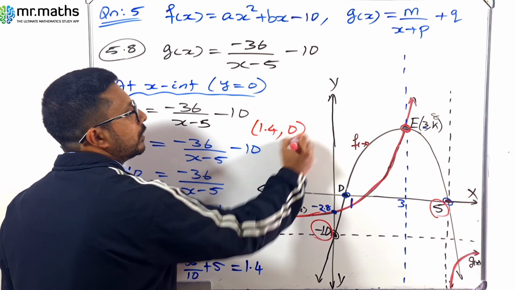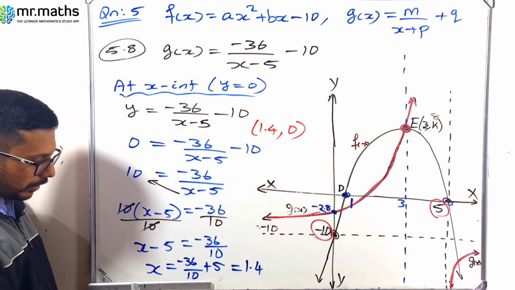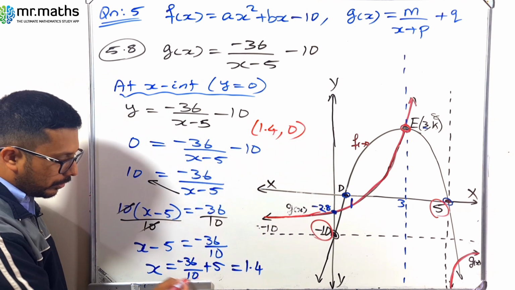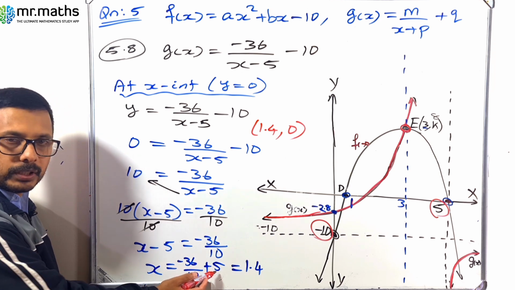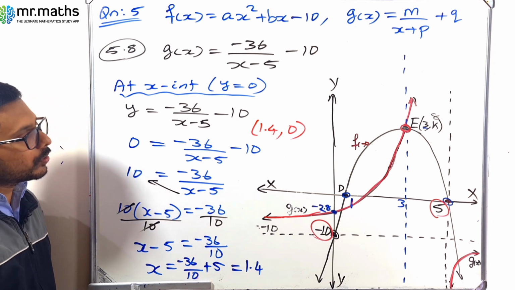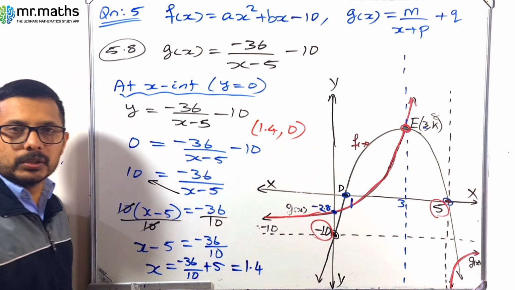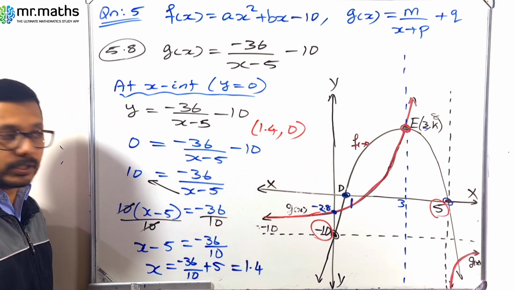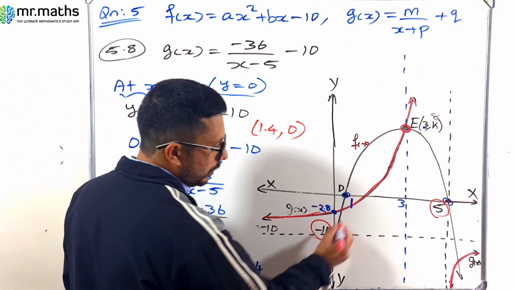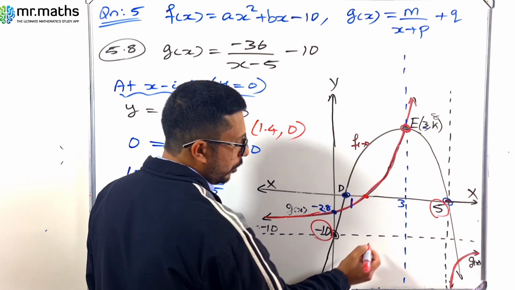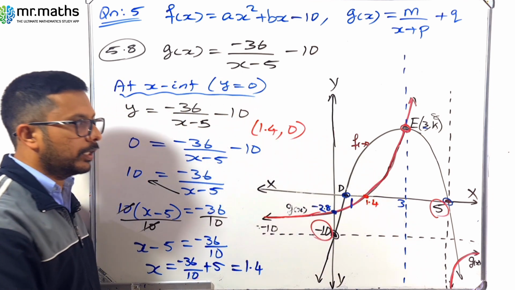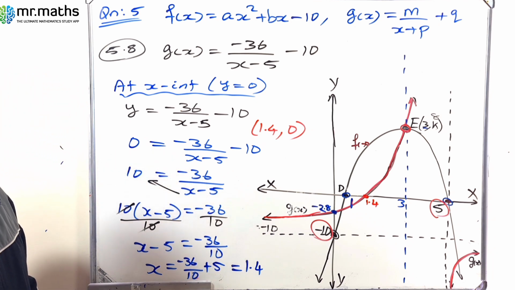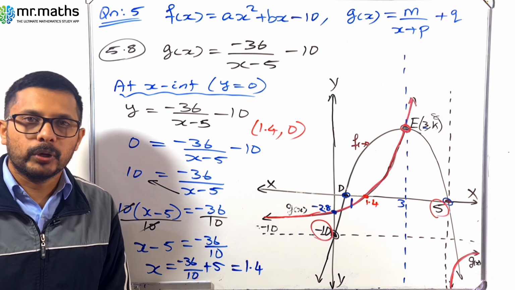1.4 comma 0. Okay. So here you have to take your calculator and try to find the answer of this one. This is minus 3.6 plus 5. That is 1.4. Okay. So 1.4 comma 0. So x-intercept. X-intercept means what? This point. So this point, now we know that it is 1.4. That is the x-intercept. Okay. So anyway, that is question number 5.8.